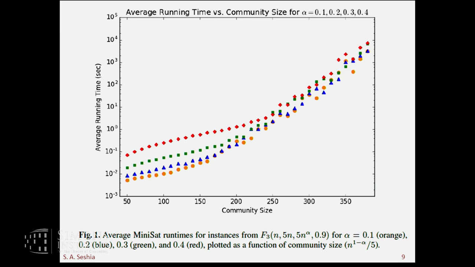And so maybe that's a pointer to how to refine the model, because the model as it is doesn't really take the size of the community into account in trying to predict the runtime.